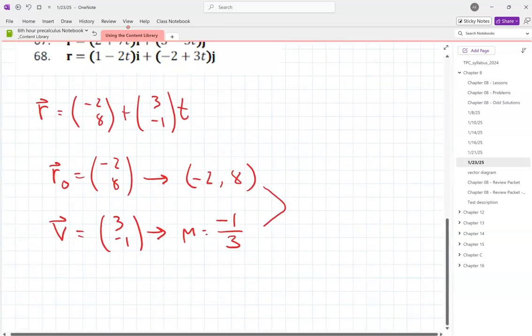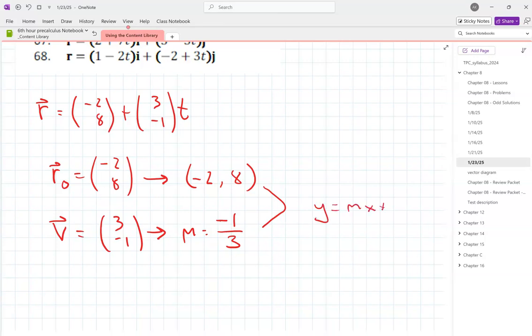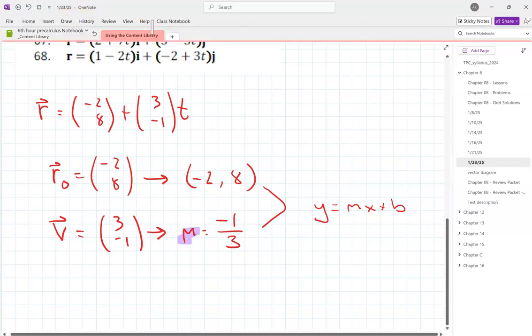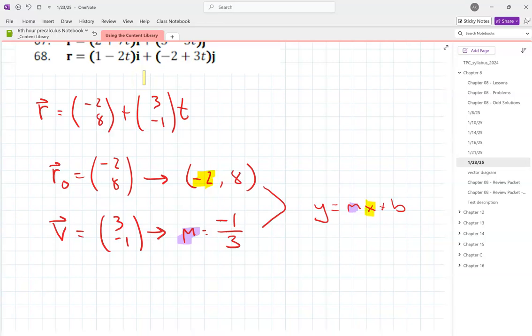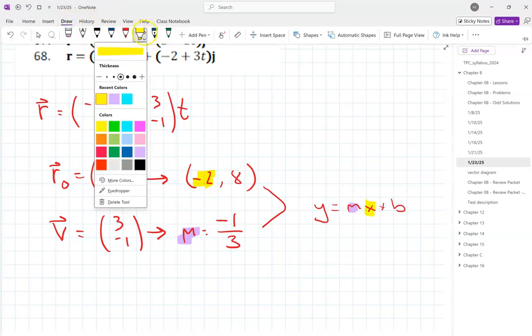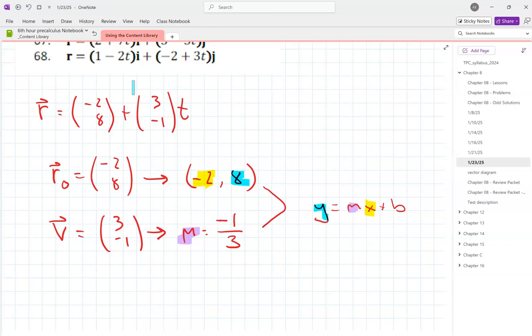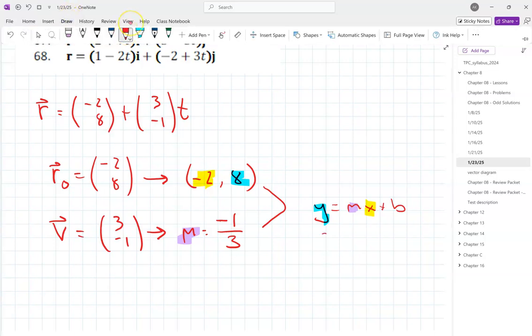Now I'm going to take these two together to try to write my y equals mx plus b equation. Now I have my m, right? What I don't have is the b. To get that, I'm going to take that point that I'm given, that's an x and a y, and plug it in for the x and the y in that equation to solve for b. And then I'll have everything I need to write my answer.